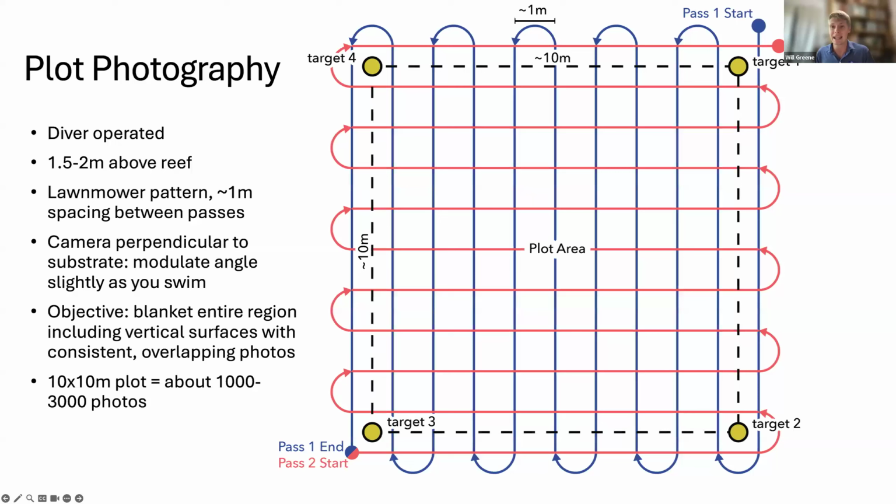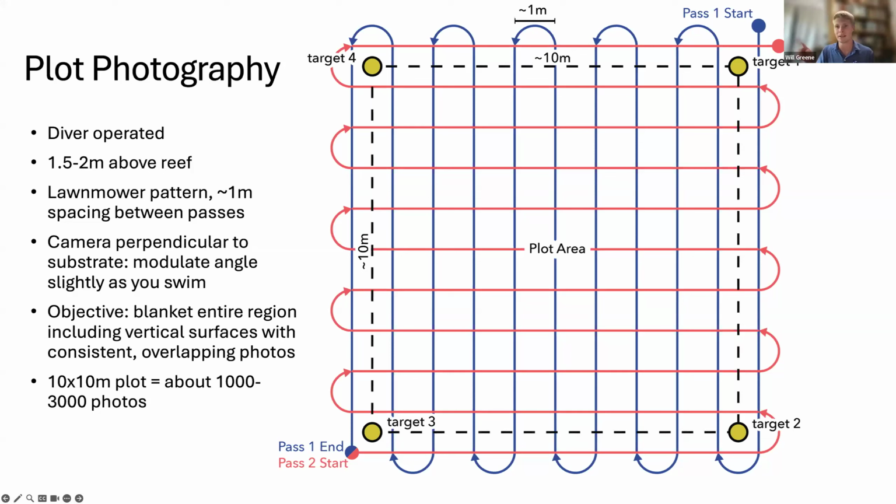When you're actually taking the photos, there's a few key things. It's a diver who's just holding this camera. We use just a single camera system for this. And you start at one corner of the plot and swim in a lawnmower pattern about 1.5 to 2 meters above the reef. And that works out to having about 1 meter spacing between your passes.